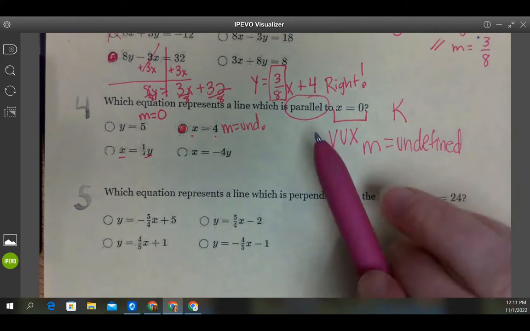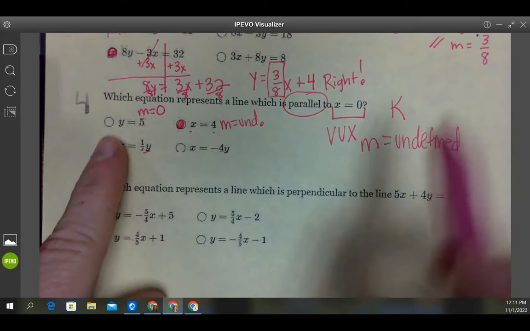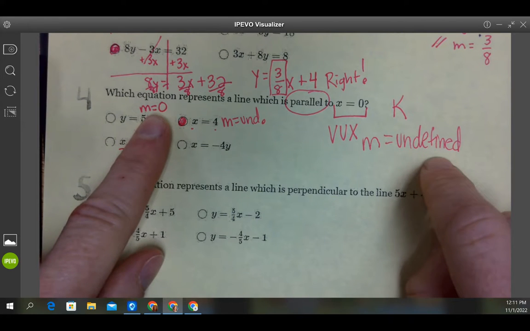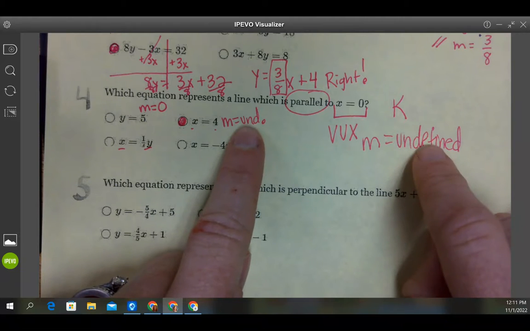So if it's parallel, it's going to be the exact same. If it was perpendicular, undefined and 0 would be the ones you're looking for. But since this is parallel, you want the same. You want to keep it.